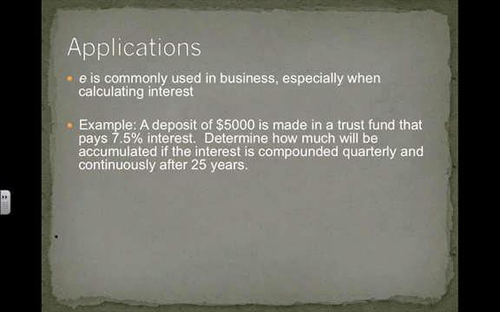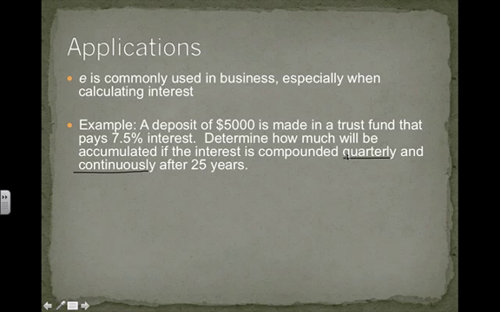Today we're going to just focus on a business application though. So we have a deposit of $5,000. It's made into a trust fund that pays 7.5% interest. We want to know how much will be accumulated if the interest is compounded quarterly and continuously after 25 years. So we have two different problems that we're wanting to set up here. What this means is, when the interest is compounded, that means computed. How many times is the interest applied basically to the balance? So when it's compounded quarterly or continuously, and continuously means it's constant.